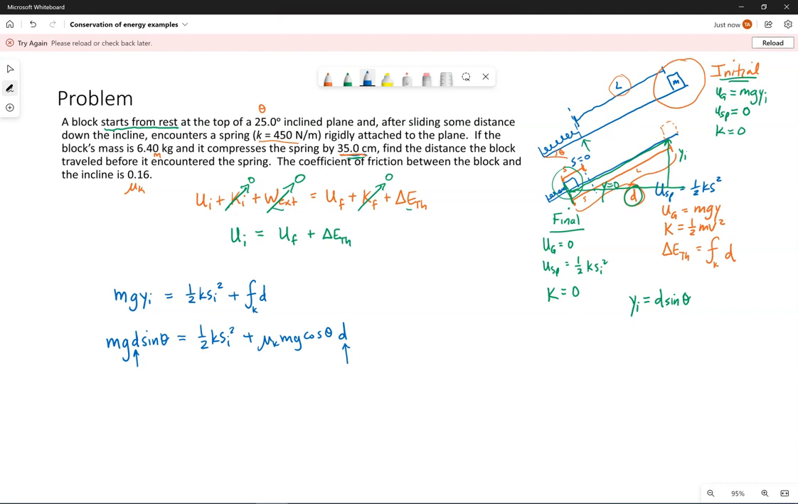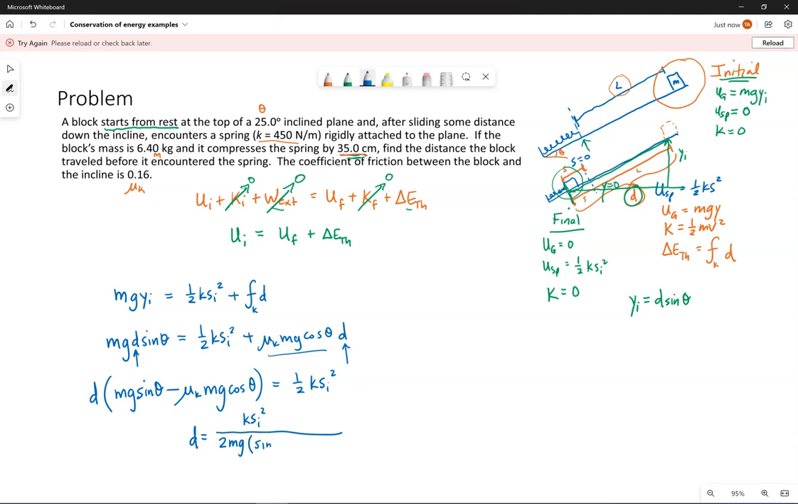There's nothing wrong with that. If I pull this thermal energy term over and factor out D, the negative sign ultimately means that friction is taking away from that original energy that the block had. All right, so D will equal K S initial squared over 2.